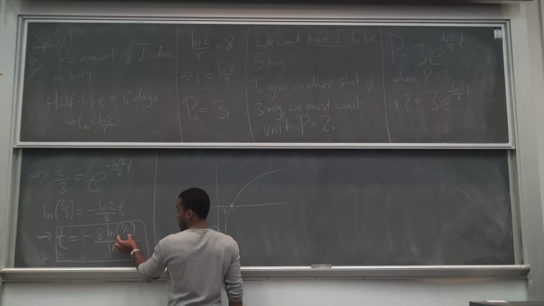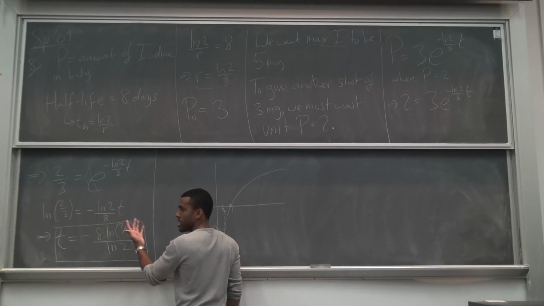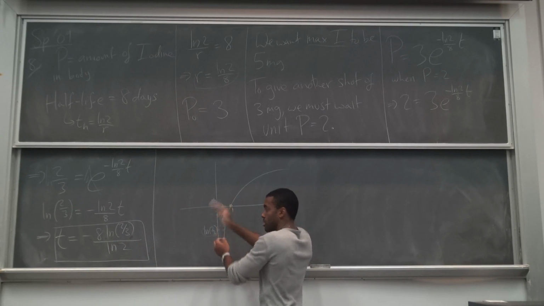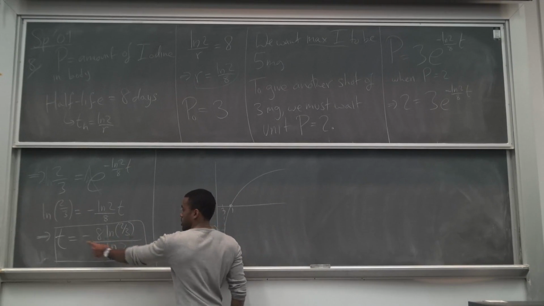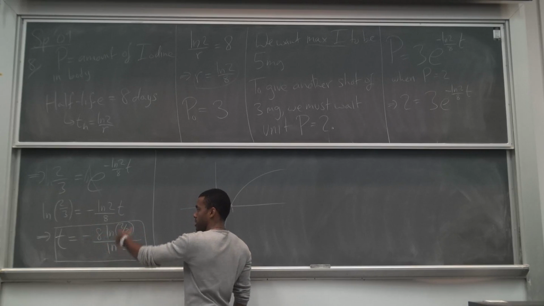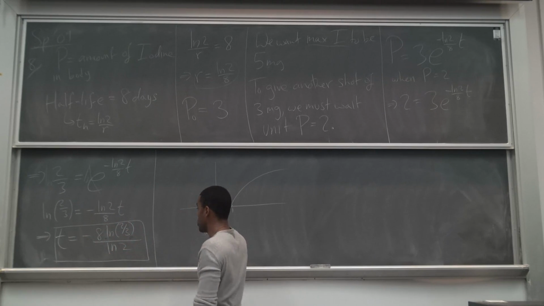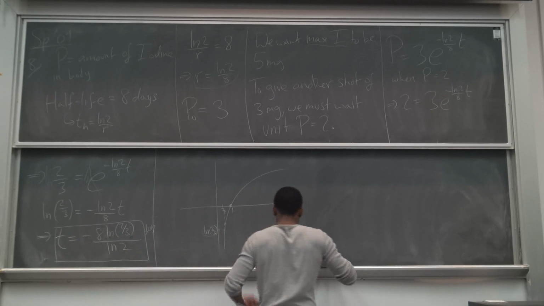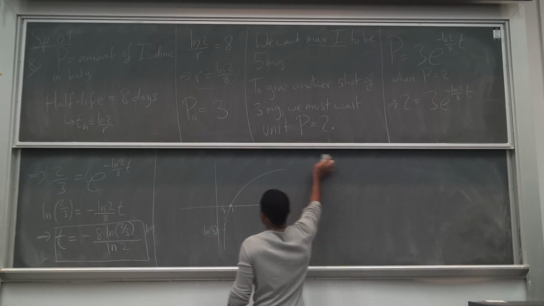If I have a log of anything less than 1, it's a negative number, because logs pass through 1 and they get negative after that. So this is actually a negative number, so when I multiply by a negative, it makes it positive, and so this answer actually makes sense. It will take that many days, and you can plug that into your calculator, but you leave the answer like that on the test.